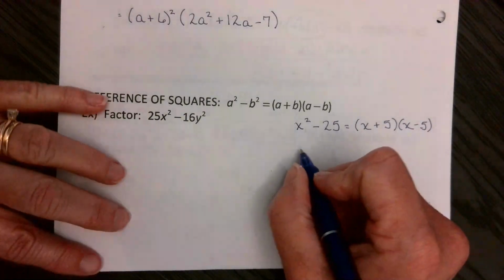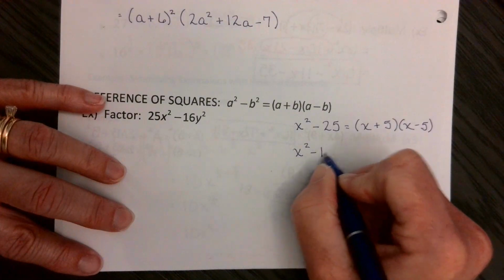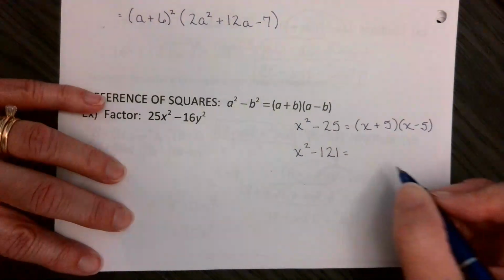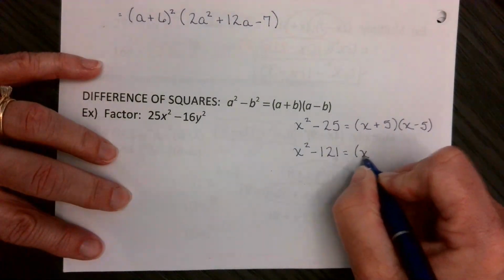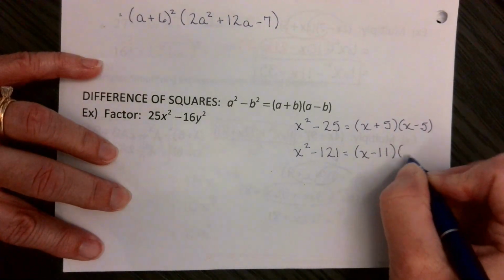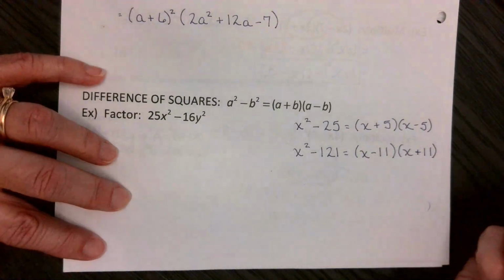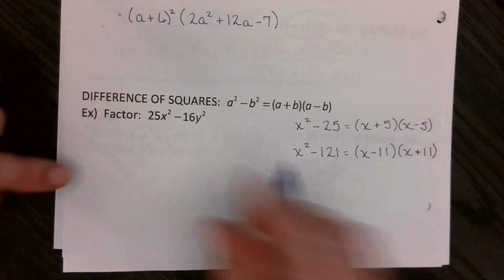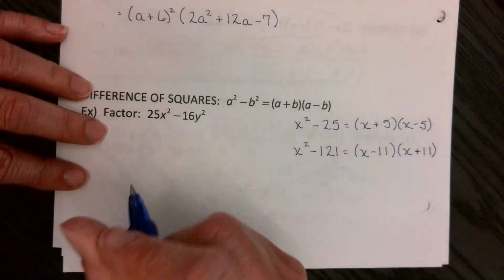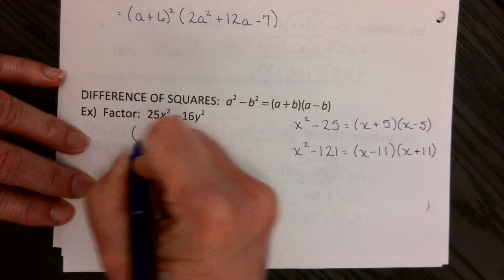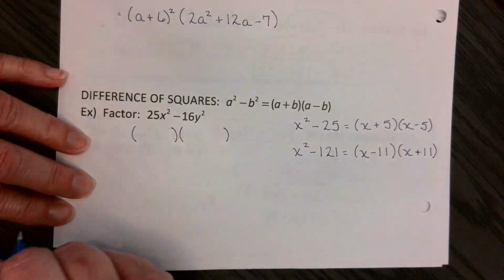Now, if it was x squared minus 121, it's going to be x plus 11, x minus 11, or I can put x minus 11, x plus 11, because they're both perfect squares. Okay, so in this case, this is a perfect square, and so is this. And important, there's a minus sign.